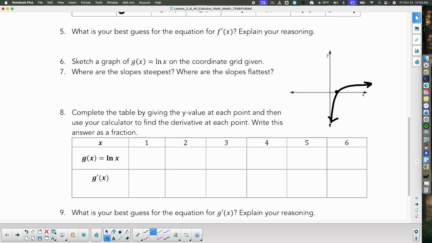So the first thing we have to realize is that no negative x values are possible or can be used. Okay? So if our original graph has the domain of just positive numbers, then my derivative has the same domain as well. I don't think we've run into that in any of the problems so far.